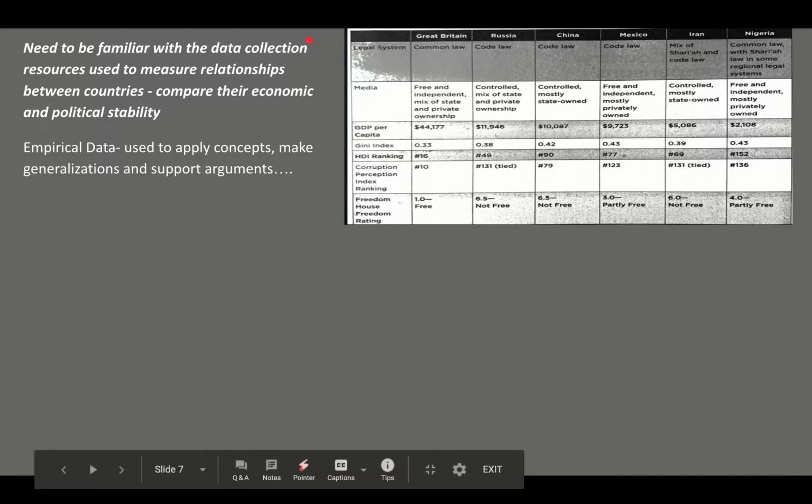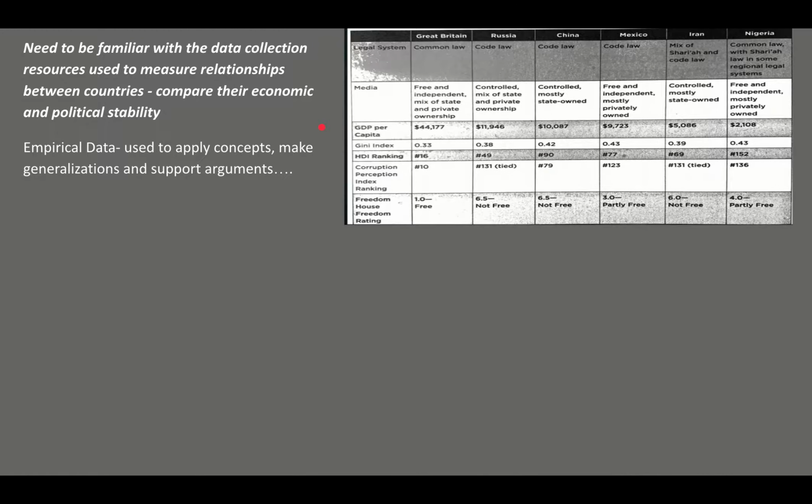Okay. But this work of political scientists is key to understanding how we roll with comparative government. You need to be familiar with data collection resources in order to make empirical statements. So we're going to go through some that you really need to be familiar with for the AP exam in comparative. HDI, Human Development Index, measures life expectancy, education levels, and per capita income.